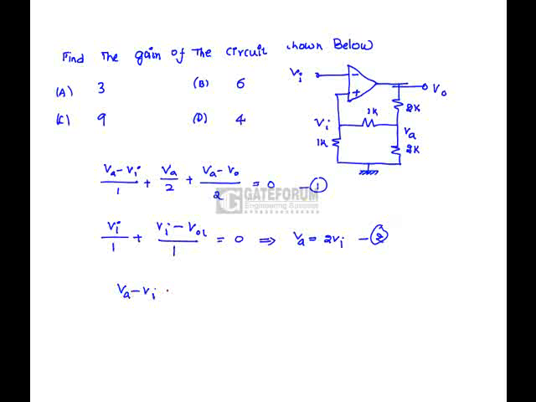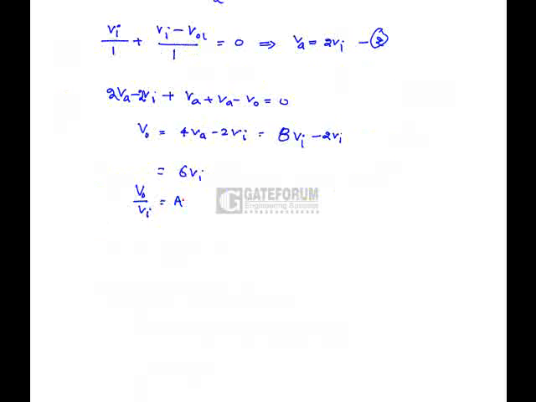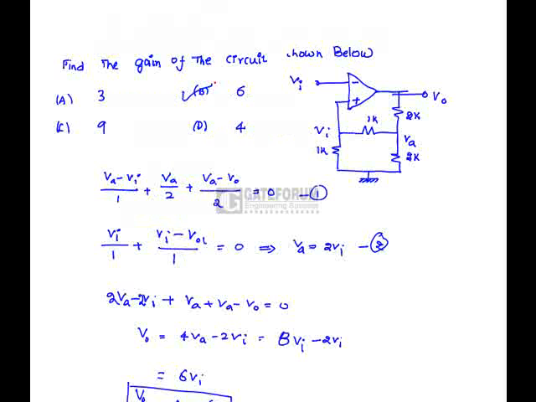So solve equation 1. VA minus VI plus VA plus VA minus V0 is equal to 0. So V0 is equal to 4VA minus 2VI. VA is nothing but 2VI from equation 2. So V0 is equal to 8VI minus 2VI, which is equal to 6VI. Hence gain is V0 by VI, that is A is equal to 6. That is, option B is correct.